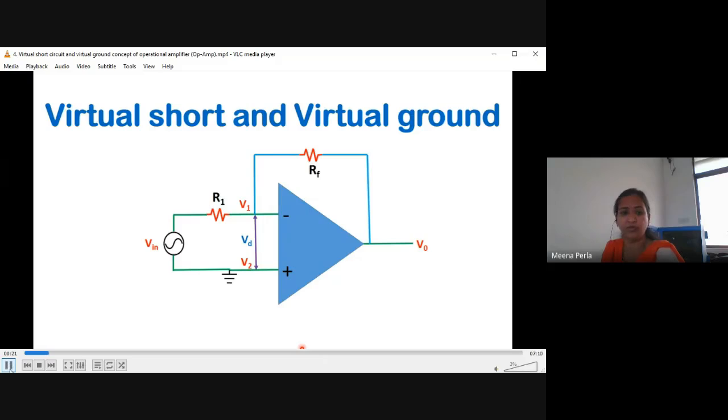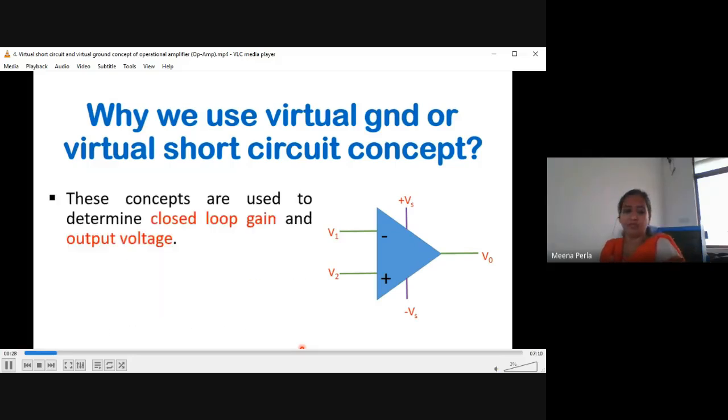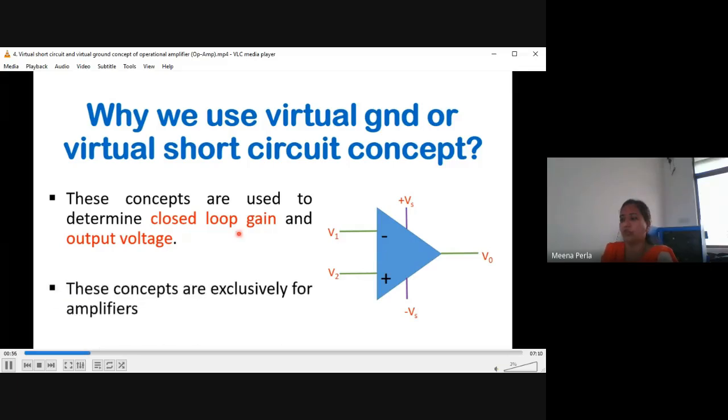So this is where I stated why we need to use the virtual ground concept. This concept, as I stated, is used to determine the closed loop gain. And what is closed loop gain? When we are giving some part of the output to the input, that is called forming a closed loop. That's why it is named closed loop gain, or we normally call it closed loop configuration. These concepts are exclusively for the amplifier.